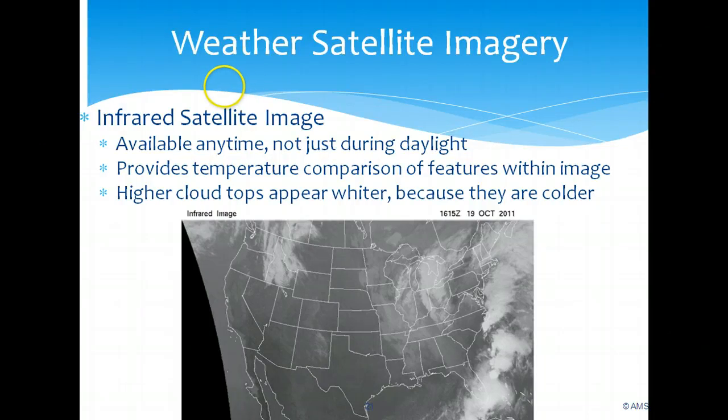temperature distinctions, such as higher cloud tops appear whiter, which we can see down in this area, versus these clouds over here, which are not as white. And we know that they are higher clouds because they are colder, and that is exemplified by the infrared satellite image that we see here.